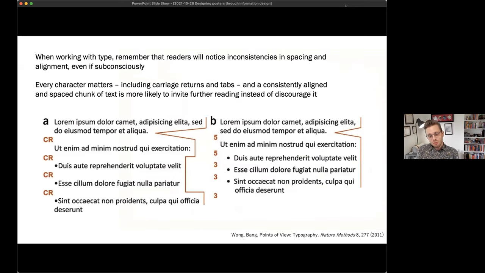When working with type, remember that our readers are going to notice inconsistencies in spacing and alignments, even if that's subconscious. So every character that we write in our text, including carriage returns and tabs, plays a really important role in deciding if our content is readable or not. So here I've drawn lines around the endpoints of these chunks of content. And just by ensuring that the bullet points are aligned, right aligned, it makes it a little easier to identify all the text in that section as belonging to a single group.